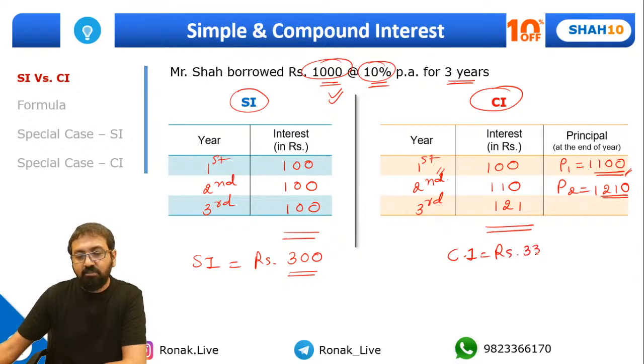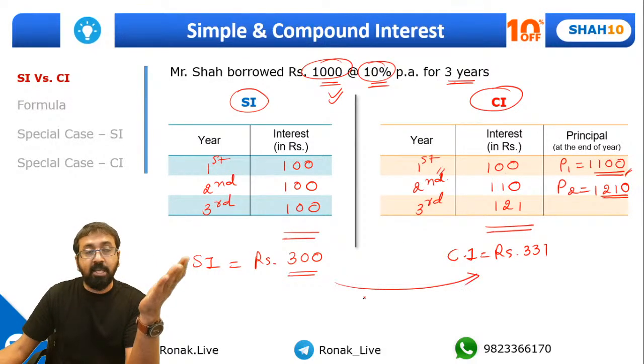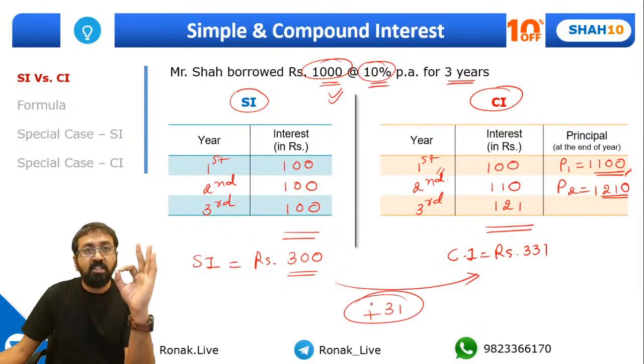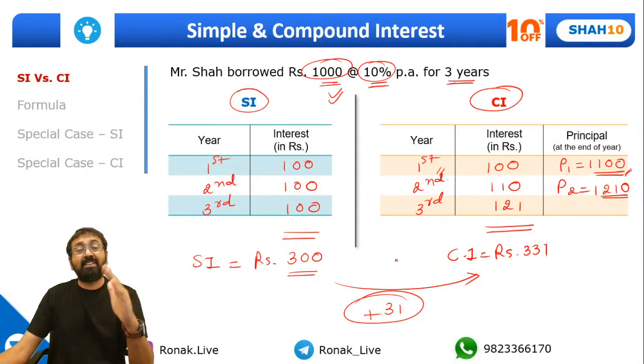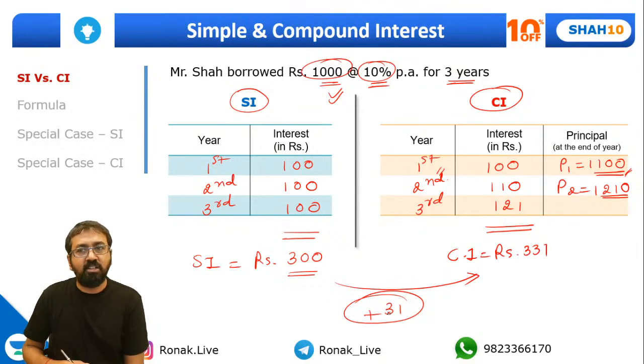So look at how much compound interest I have paid in 3 years. It is 331 rupees. I had borrowed only 1,000 rupees, so I am paying 31 rupees extra, right? I am paying 31 extra rupees on 1,000 rupees. Just imagine what will happen if I borrow 1 lakh rupees. I'll have to pay 3,100 rupees extra. Or if I borrow 10 lakh rupees loan, what will happen? This difference will be even more, 31,000. Guys, why would you pay that 31,000 rupees extra?